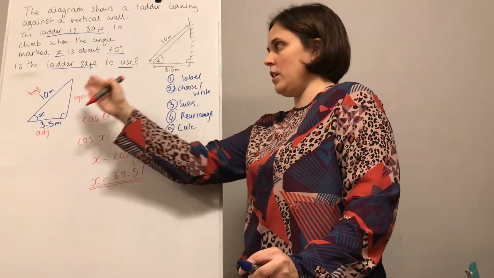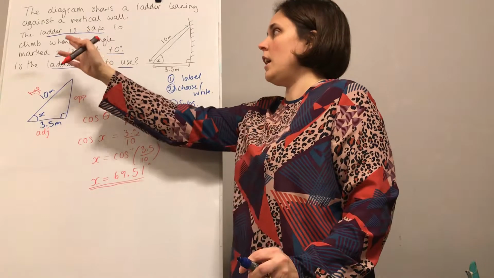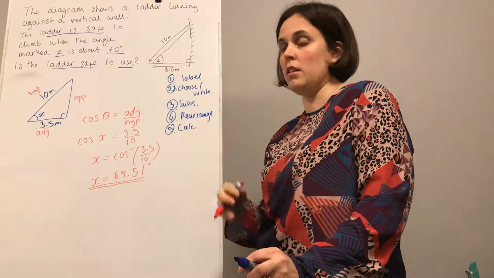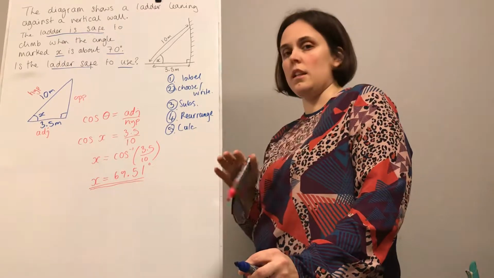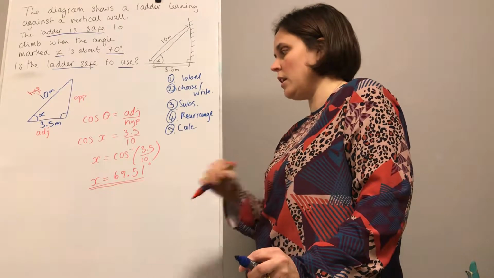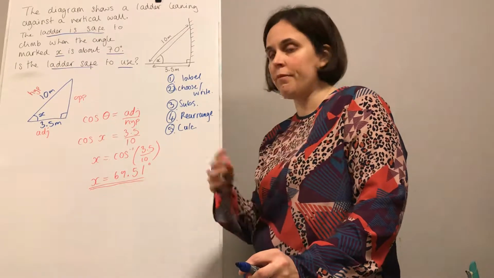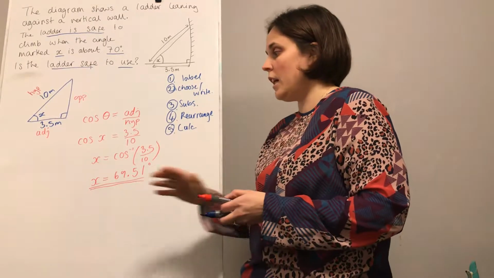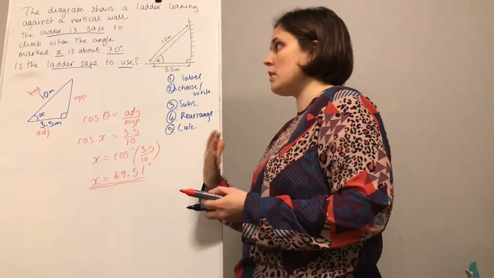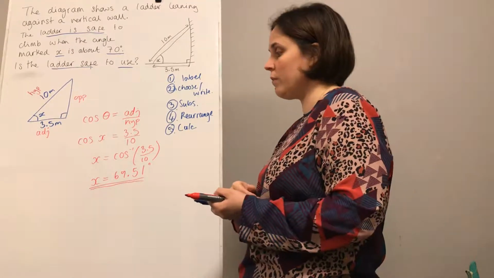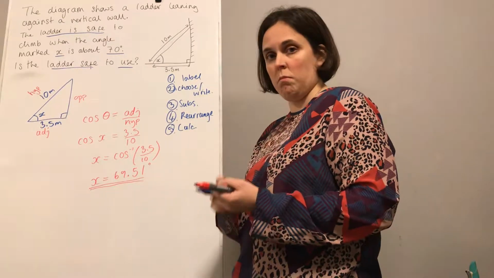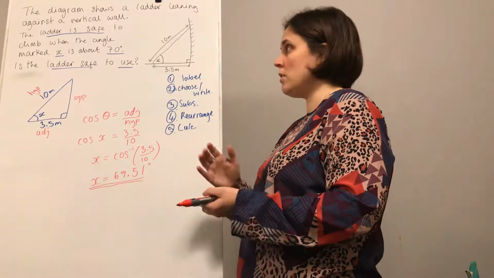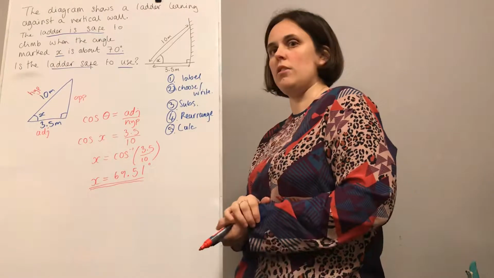Now that is finding x, but the question says the ladder is safe to use when the angle marked x is about 70 degrees. So then you've got to decide, is the ladder safe or is it not safe? So 69.51, is it about 70 degrees? That's what you've got to decide. And then at the end you would need to write a statement saying whether or not you believe the ladder is safe. If we're going to round that to two significant figures or to the nearest whole number, it would be 70 degrees. So therefore you could argue, yes, the ladder is safe.